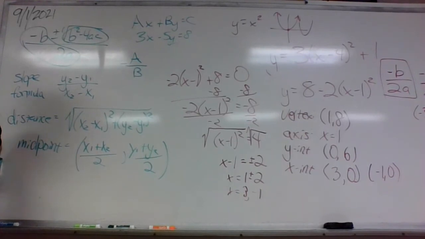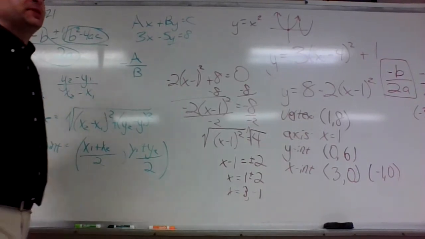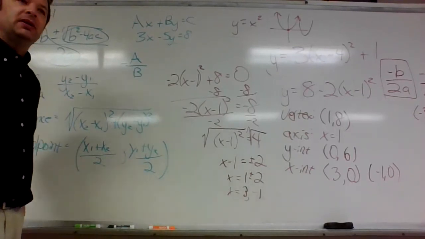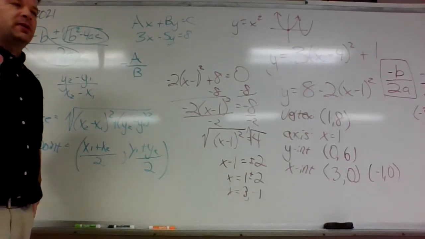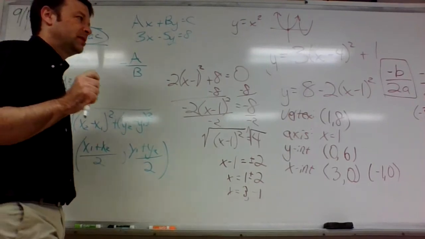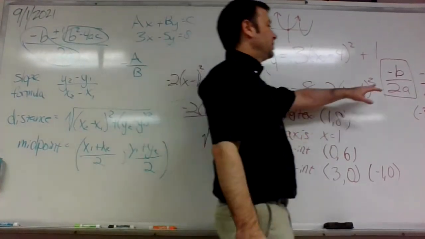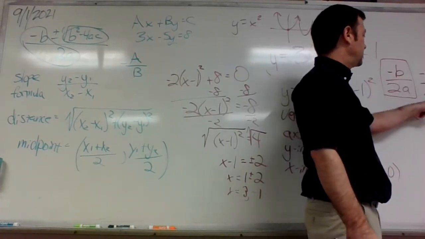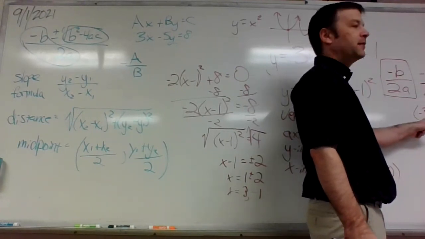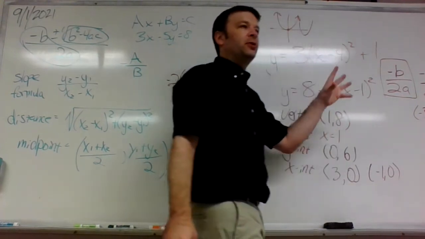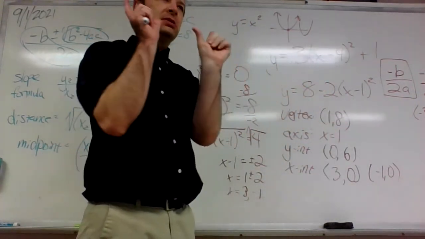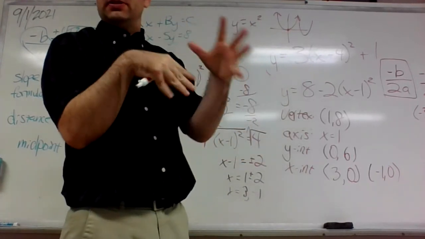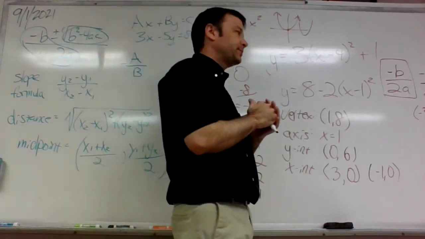So negative b over 2a helps us when it's in standard form, like 20b. It helps us find the x-coordinate of the vertex, the middle of the graph. On this one, negative b over 2a is -3. How do we find the y-coordinate that goes with that x-coordinate? Plug -3 in for x and see what comes out for y.